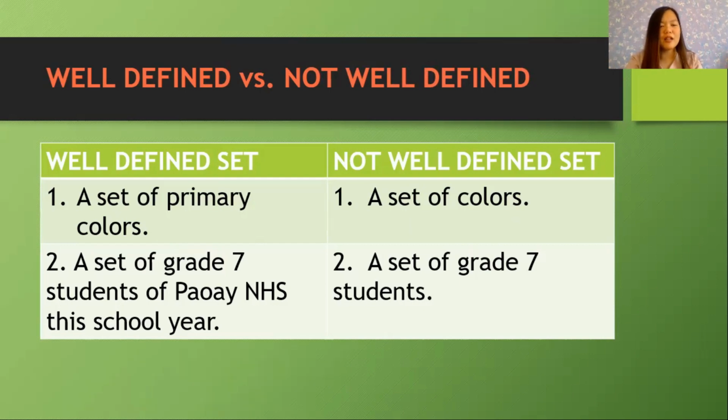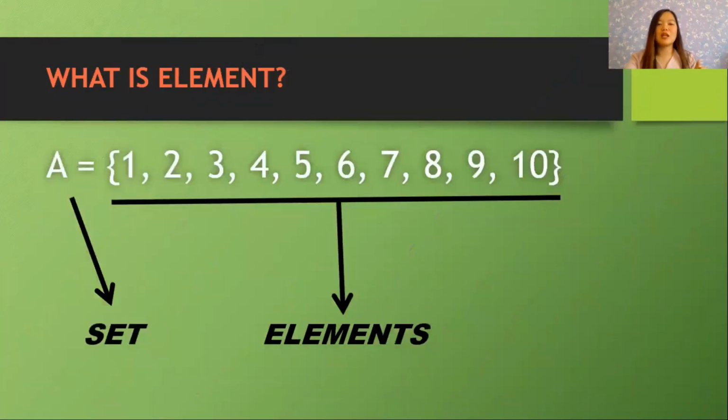Ito pa, yung sinasabi ko kanina, a set of grade 7 students of Paoay National High School this school year 2020-2021. Alam natin na it is a definite set kasi there is a definite number for that. We have 279 students. While if you say a set of grade 7 students, anong school year? Alam mo ba? O pag sinabi mong lahat ng grade 7 students, anong country? Pilipinas lang ba? O sa ibang country or what? So, it is not well-defined. Yon. Gets nyo na? Very good. Now, let us proceed to the next lesson.